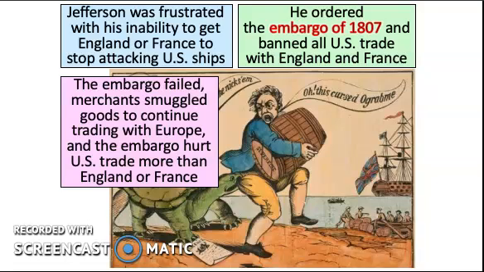Merchants smuggled goods and continued to trade with Europe. And really, at the end of the day, the embargo hurt U.S. trade more than England and France, sending the United States into an economic slump towards the end of Jefferson's presidency.